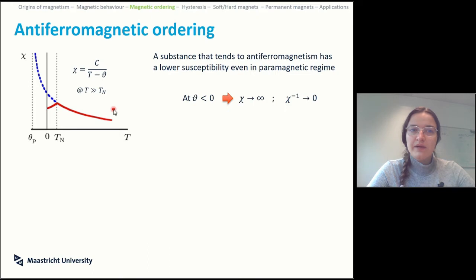When you are below the Néel temperature, the susceptibility tends to infinity, so the inverse of the susceptibility will tend to 0. But this thing can actually go below 0, which a normal Curie temperature cannot do, because that's not allowed.